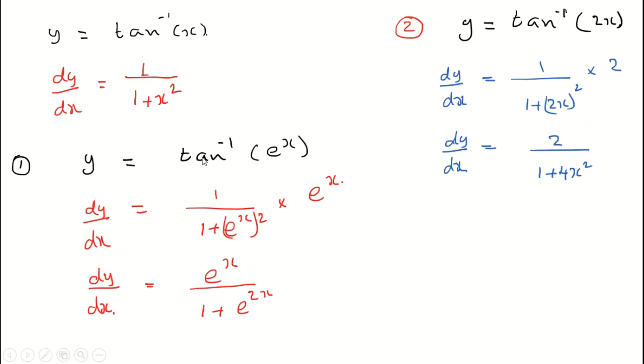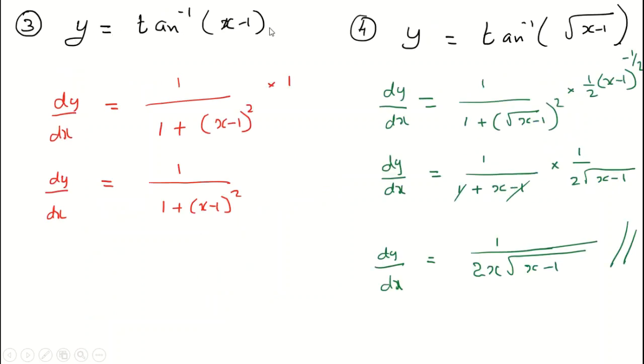If y is equal to tan inverse e to the power x, then dy over dx is equal to 1 over 1 plus (e to the power x) whole thing squared into e to the power x. This is e to the power x over 1 plus e to the power 2x. If it is tan inverse 2x, dy over dx is 1 over 1 plus (2x) whole thing squared. When you differentiate 2x, it is 2. So 2 over 1 plus 4x squared.